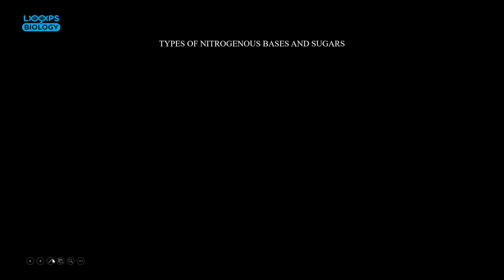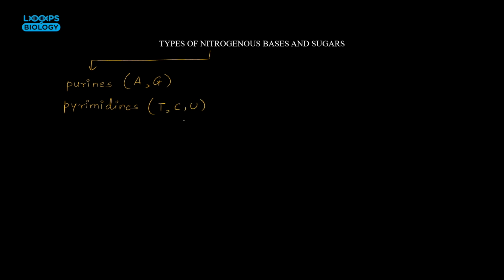So what are the types of nitrogenous bases and sugars? If we are talking about nitrogenous bases, there are two categories, as we have seen, that is nothing but your purines and pyrimidines. Purines are loaded with two heterocyclic rings and belong to the category of adenine and guanine, while pyrimidine contains only one heterocyclic ring and contains thymine, cytosine and uracil.